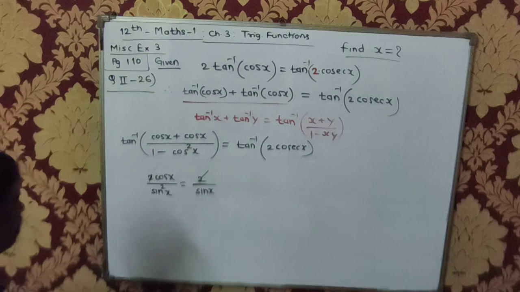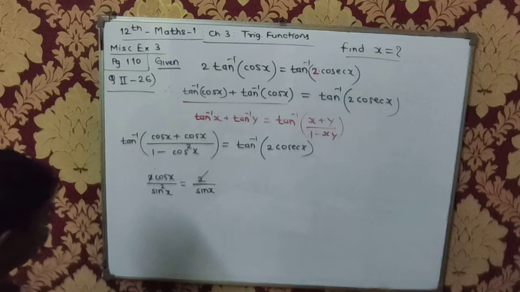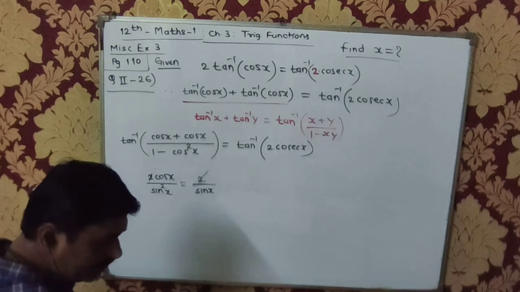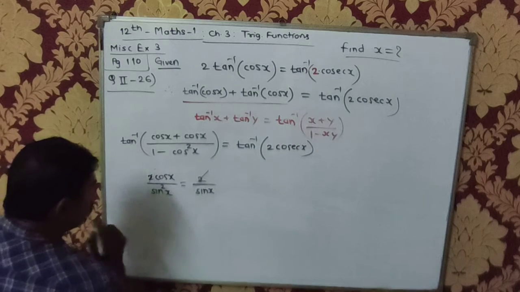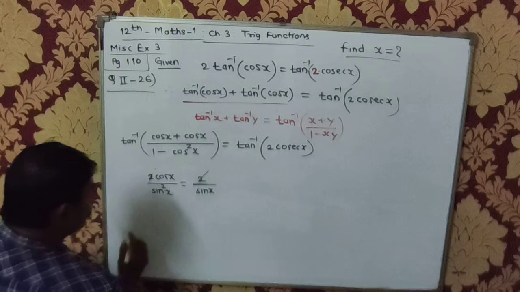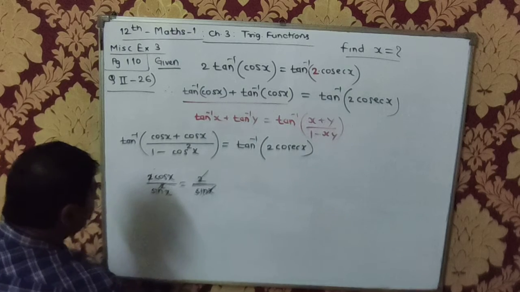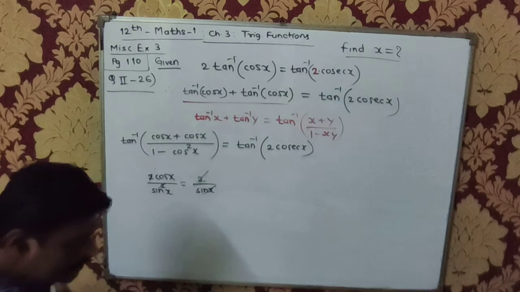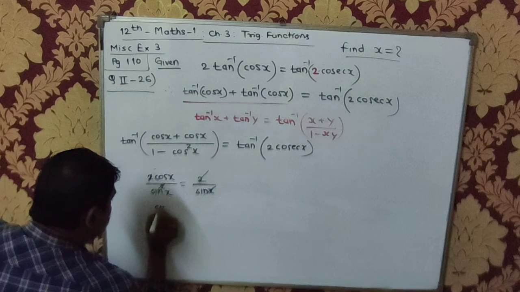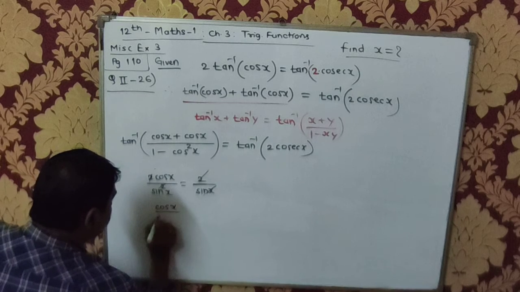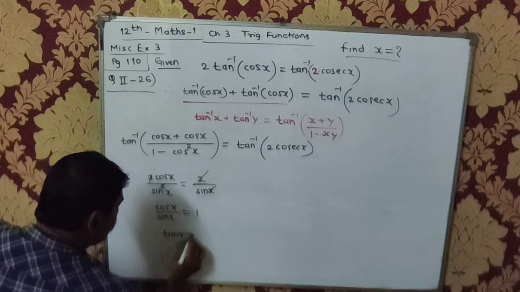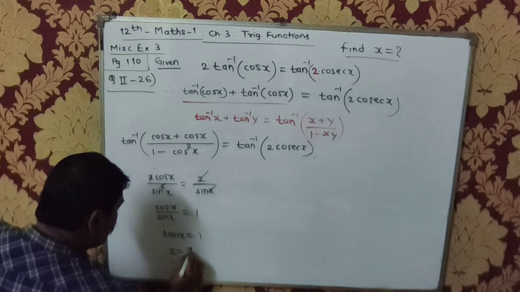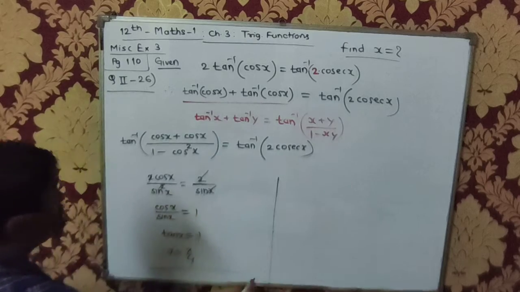2 उड़ा दो. So this will give me, sin x को भी उड़ा दो तो क्या मिल जाएगा? sin x भी उड़ा दो तो you get this as cos x upon sin x is equal to 1. Tan x is equal to 1. So therefore x is equal to pi by 4. That's the answer. Just check.